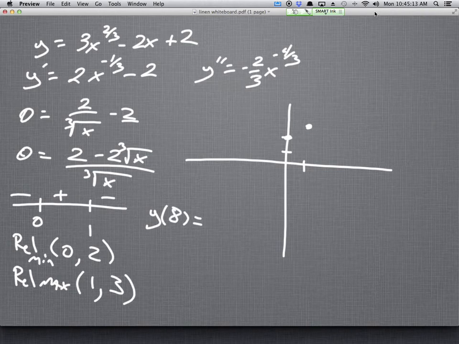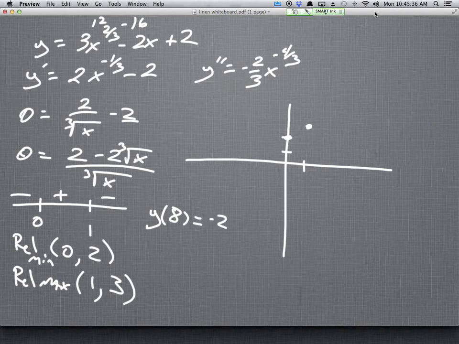So if I plug in 8, 8 squared is 64. The cube root of 64 is 4. 4 times 3 is 12. So I've got 12 right there. I plug in 8 here, gives me minus 16. So this is negative 4 plus 2, so I end up with negative 2.